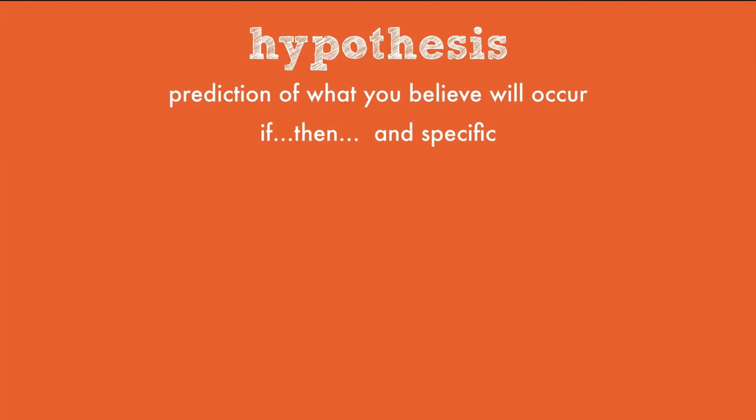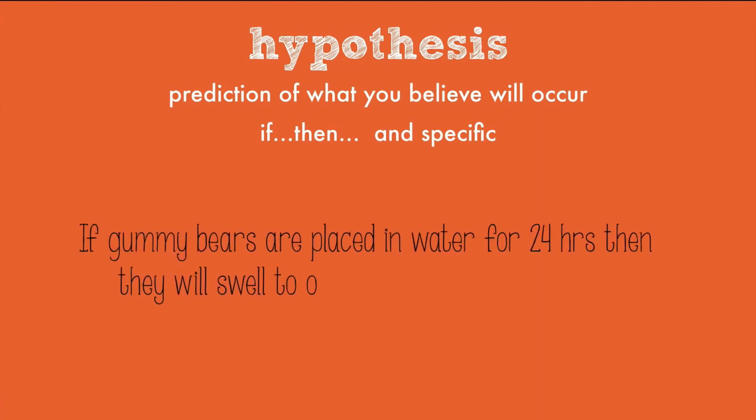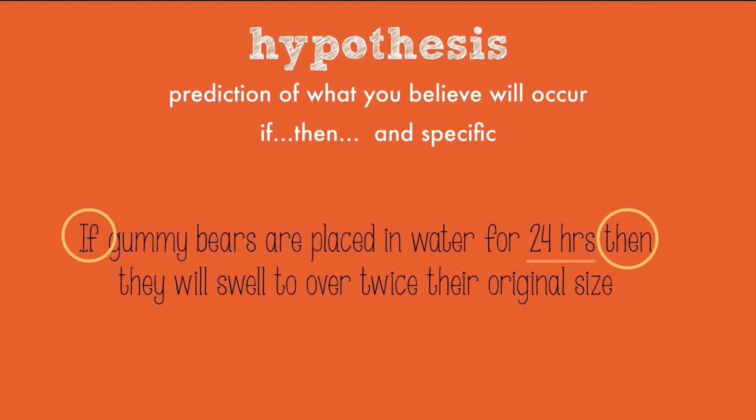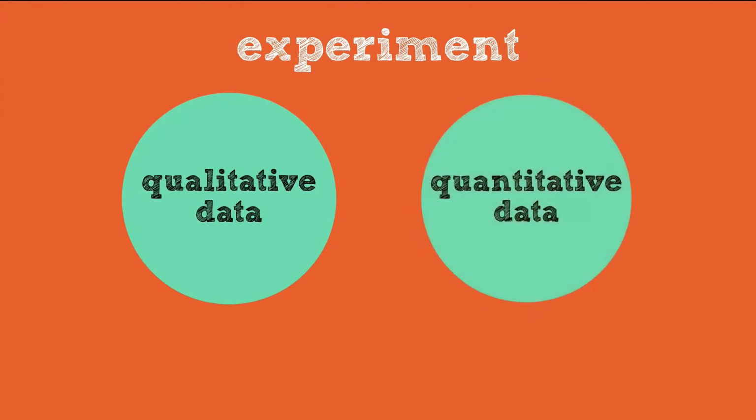Here's an example. If gummy bears are placed in water for 24 hours, then they will swell to over twice their original size. It has an if and a then, and uses specific terms that make this experiment repeatable. The experiment itself is made of several parts. Most experiments collect 2 types of data, qualitative and quantitative.